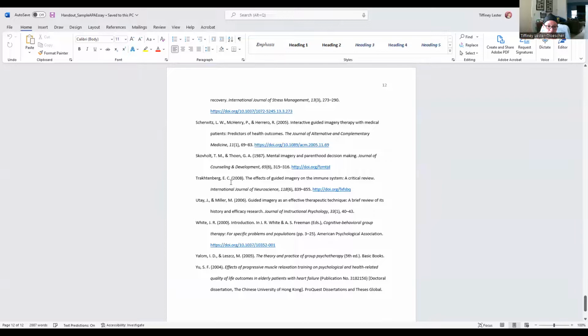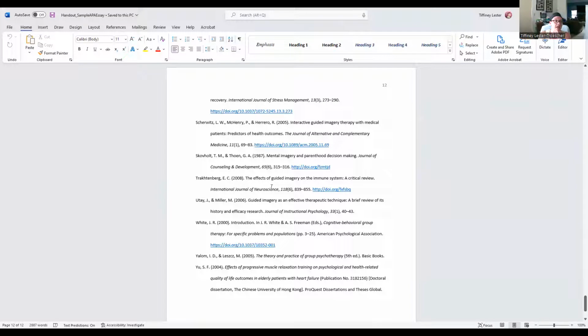Oh, there it is, Trachtenberg, right? And I know it's called The Effects of Guided Imagery on the Immune System, a Critical Review. I know that it's found in the International Journal of Neuroscience, Volume 118, Issue 6, pages 839 to 855. And this is the DOI link that I can use to go straight to that article if I want to.